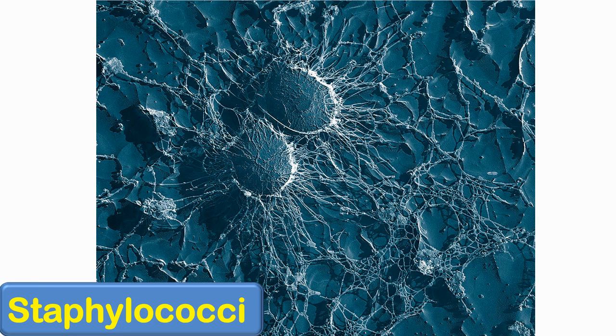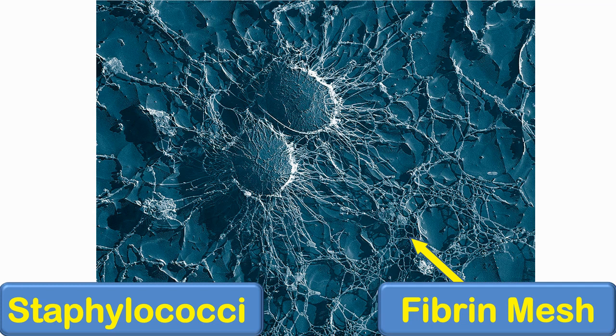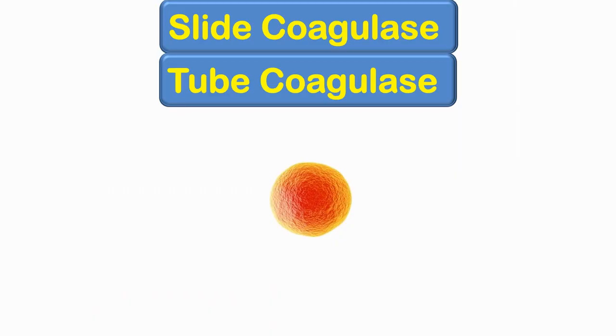Now moving on to the coagulase enzyme that is produced by pathogenic Staphylococcus strains. This enzyme converts fibrinogen into fibrin threads that form a mesh around these bacteria, which protects them from antibodies and phagocytosis. The presence of coagulase differentiates pathogenic Staphylococcus from non-pathogenic Staphylococcus strains that do not produce coagulase. We can detect the presence of coagulase enzyme by two different methods. First is the slide coagulase test and the second is the tube coagulase test.